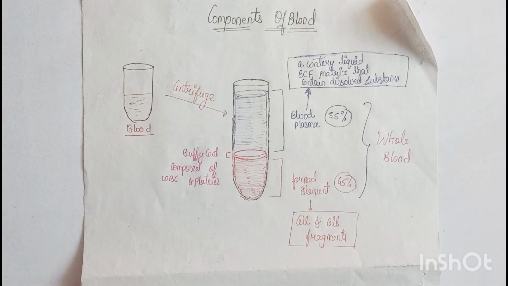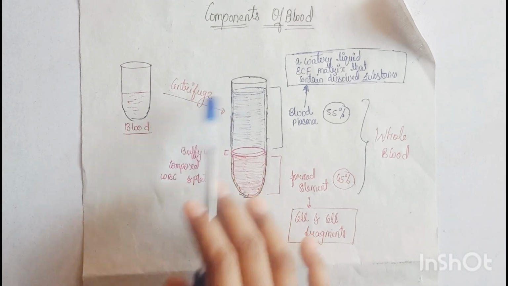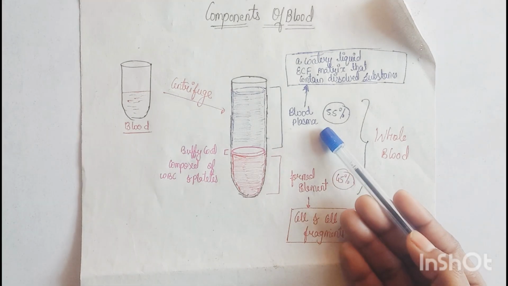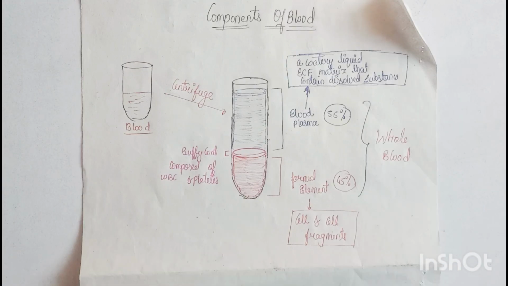In this video, I will discuss the components of blood. A sample of blood in a test tube is placed in a centrifuge. This whole blood is composed of mainly two things. First is called blood plasma and another is called the formed elements.